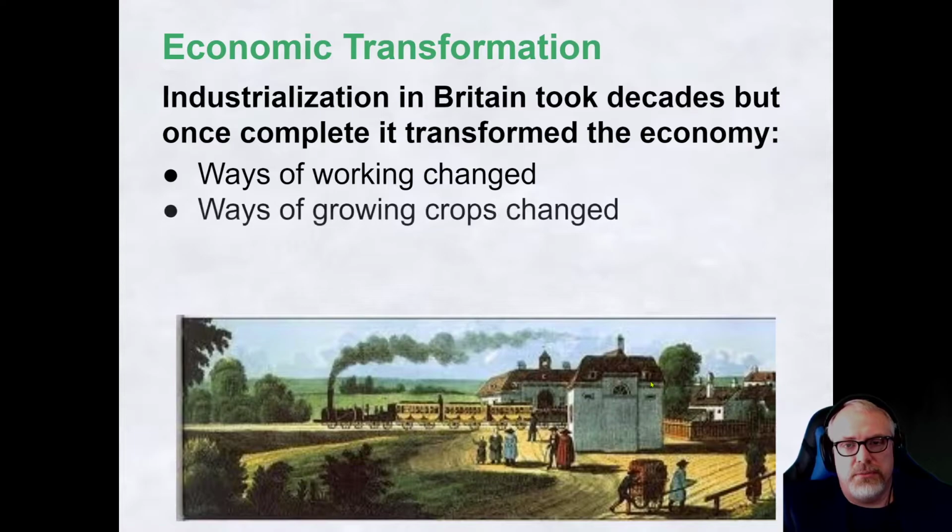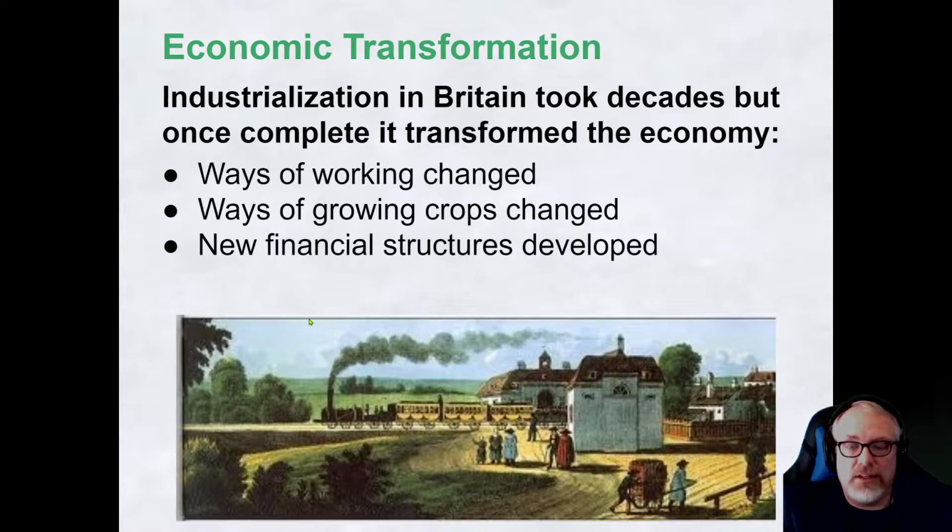So industrialization in Britain takes decades, but once it's complete, it has completely transformed the economy of Great Britain. So it's changed the way that people are working. People are now leaving to go to work. They're not going out to the field to work. They're leaving their home, which is generally an apartment, and then they're going to a factory.